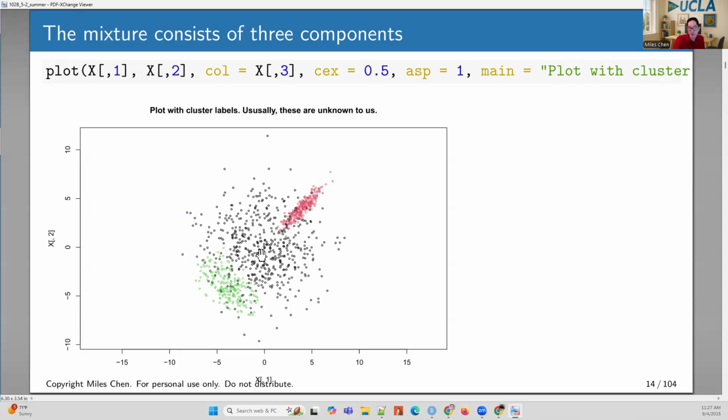is centered at 0, 0, accounts for 50% of our data, with variance 9, or basically standard deviation 3 in each direction, and no covariance. Our second component is centered at 4, comma 4, and there's high covariance between x1 and x2. And our third component is centered at -4, -4, and there's some negative covariance. Here our values are labeled, so we can see the components that they came from.